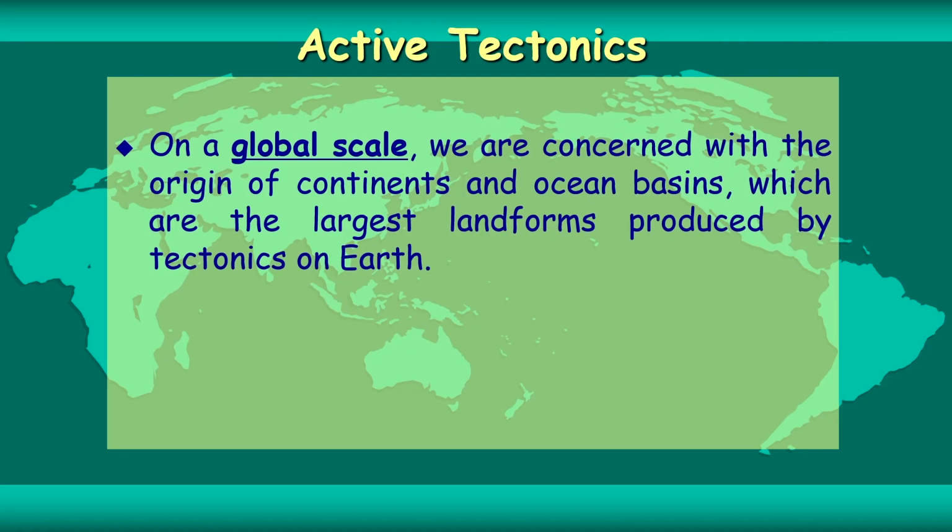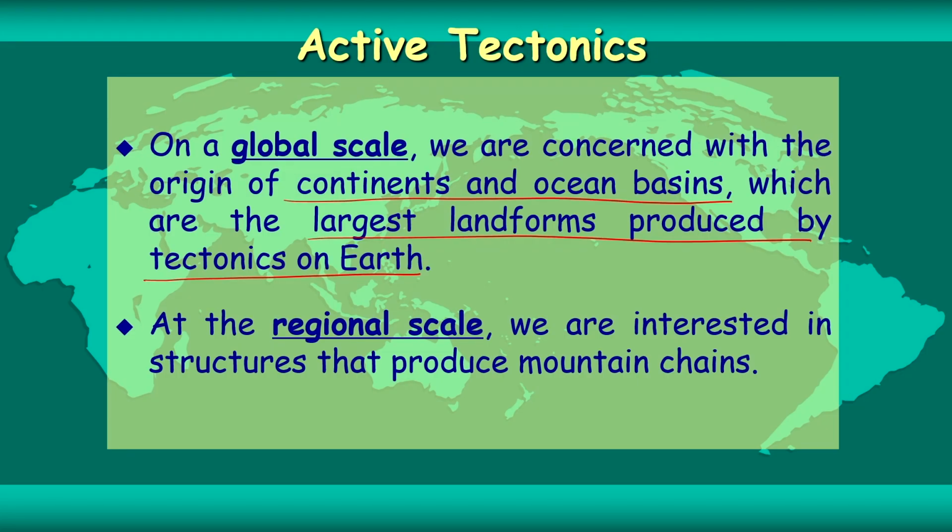Further, if we look at the global scale, we are concerned with the origin of continents and ocean basins. So this we are looking at on a very large scale. And these are the largest landforms produced by tectonics on Earth. So this is tectonic deformation. The continents that we are looking at right now were also produced by the process of tectonic movements on the Earth.